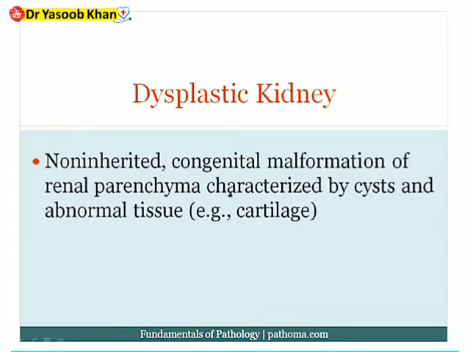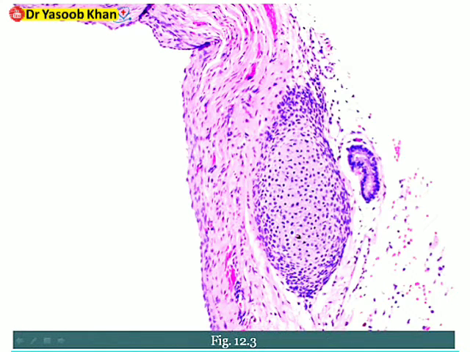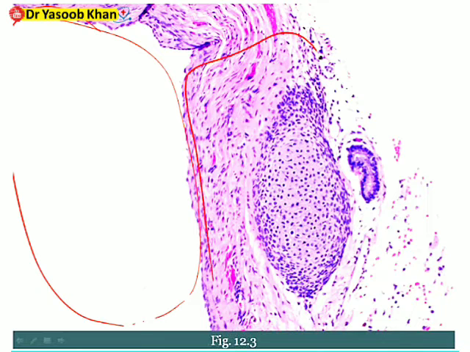The first of them is dysplastic kidney. The idea here is that you have a non-inherited, and that's important, congenital malformation of the renal parenchyma that's characterized by cysts with abnormal tissue. Now basically these patients develop cysts within their kidney, however this is not inherited. The cysts are characterized by abnormal tissue, especially cartilage. Here's a picture of an example where we've got a cystic space, and that cystic space is lined by a wall, and within that wall we can clearly see that there is cartilage.